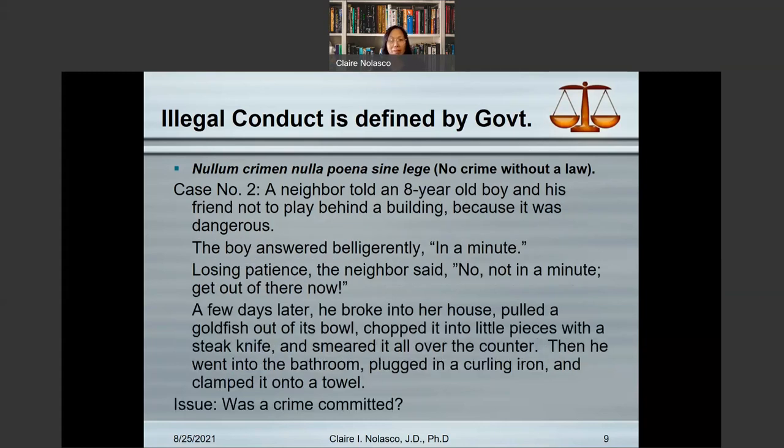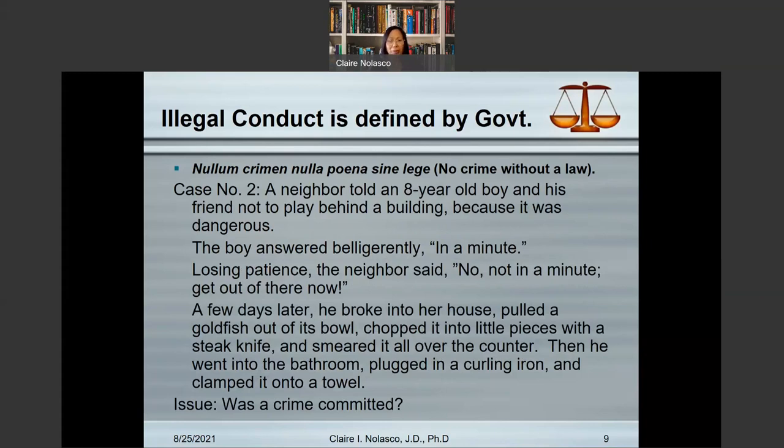Okay, let's look at the second case. A neighbor told an 8-year-old boy and his friend not to play behind the building because it was dangerous. The boy answered belligerently, "In a minute." Losing patience, the neighbor said, "No, not in a minute. Get out of there now."